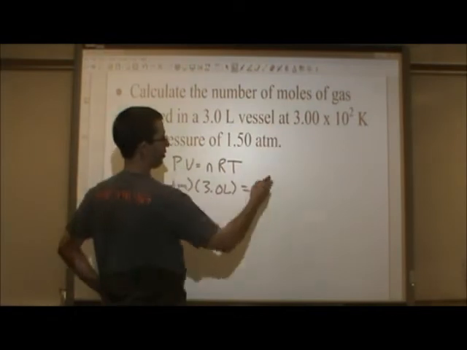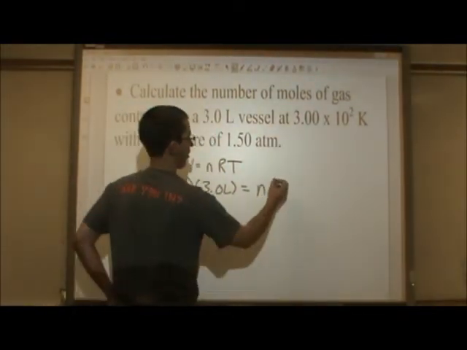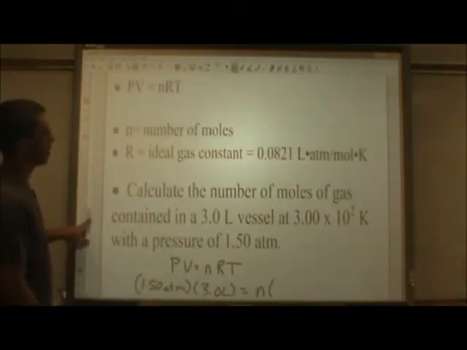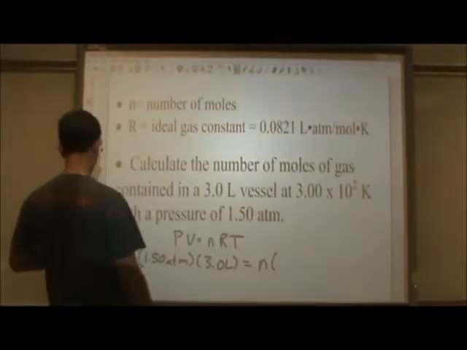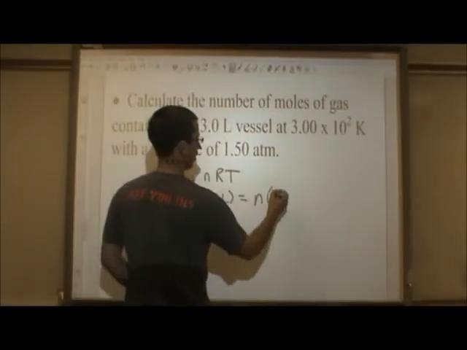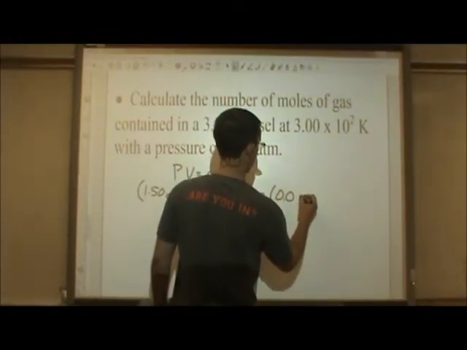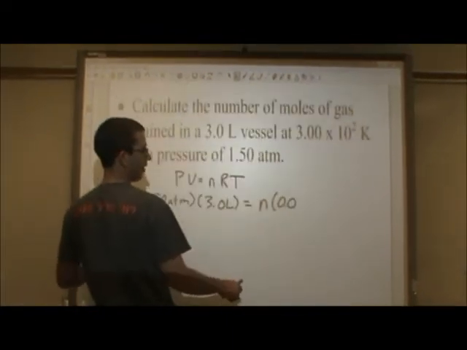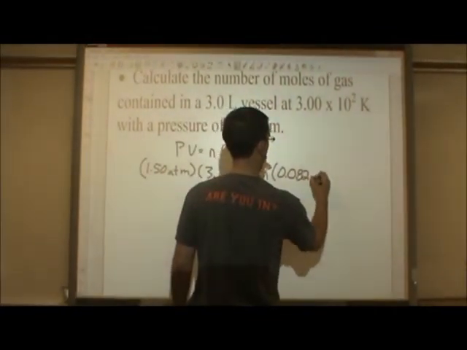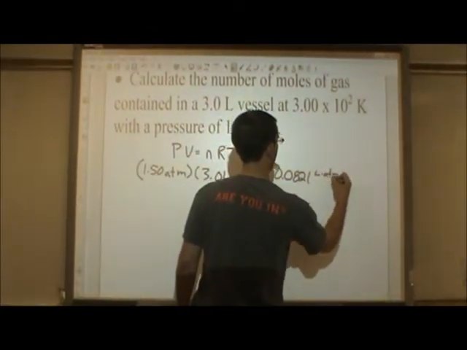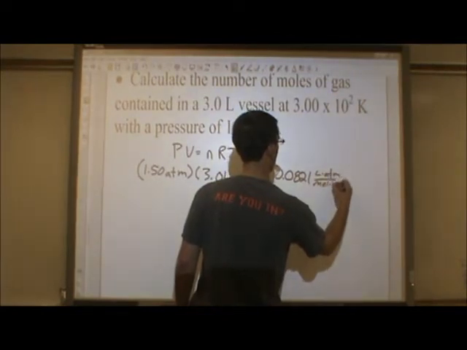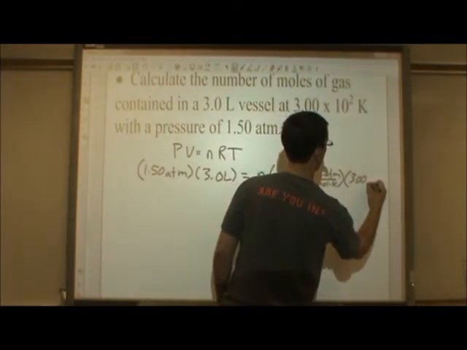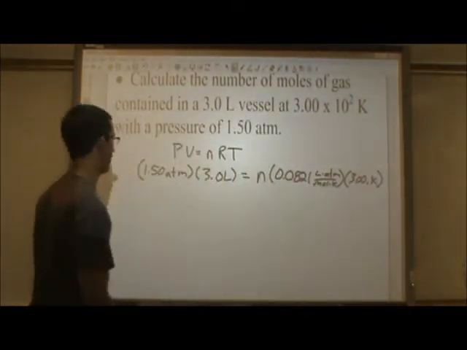No, it says calculate the number of moles, so we don't know n. We're not given R, but I will give it to you every time. You don't have to memorize it. So 0.0821 liters atmospheres per mole Kelvin times 300 Kelvin. So exactly 300 Kelvin.